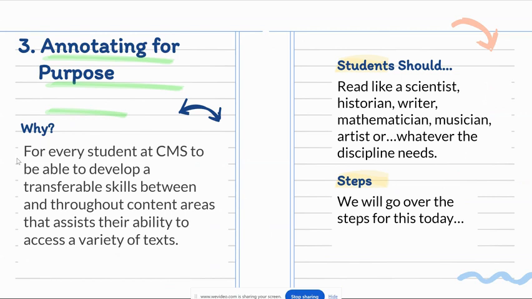And why we do this is so that students can use these skills between and throughout content areas so that they can access a variety of texts. This is when we ask students to read like a scientist, a historian, a writer, a mathematician, or whatever the discipline needs. And we will go over the steps for text annotation today. And this is a great tool for you and students to practice reading and really show what they know.